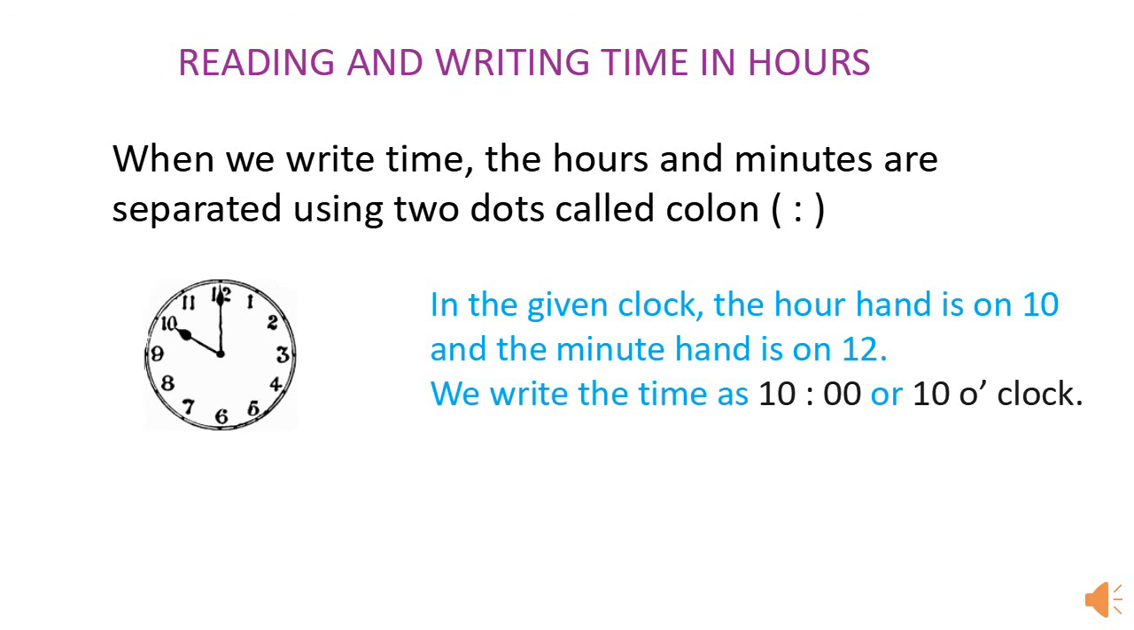When we write time, the hours and minutes are separated using dots called colon. In the given clock, you can see that the hour hand, that is the shorter arm, is on 10 and the minute hand is on 12. We write this time as 10 colon 00, or you may write it as 10 o'clock.